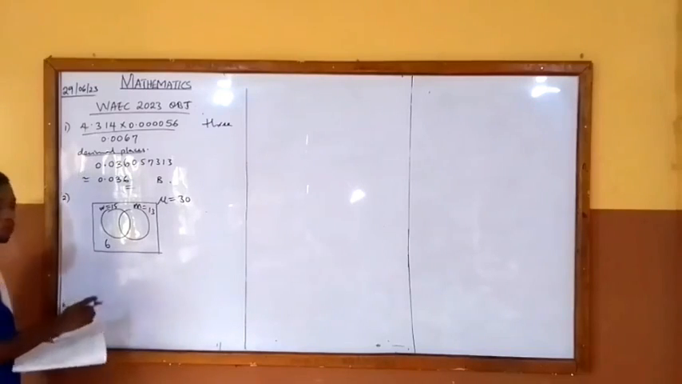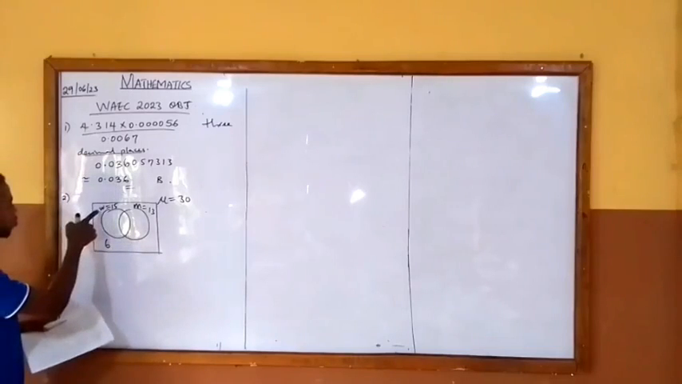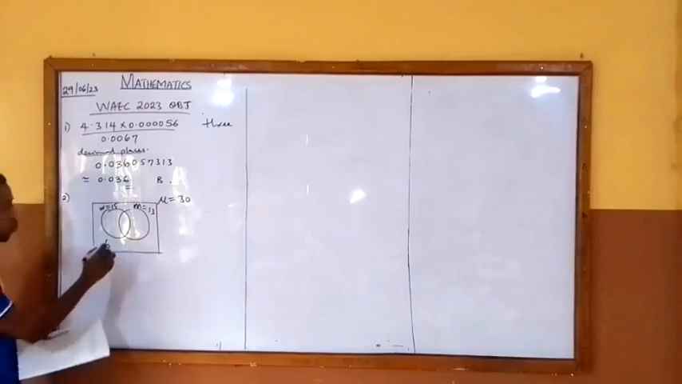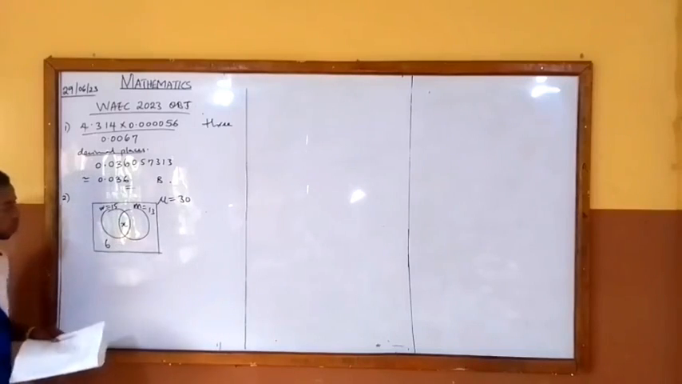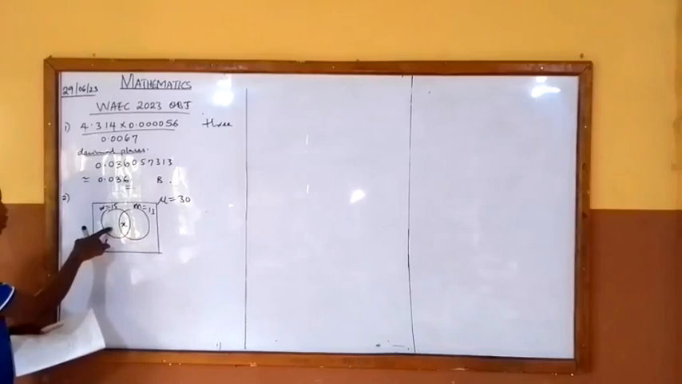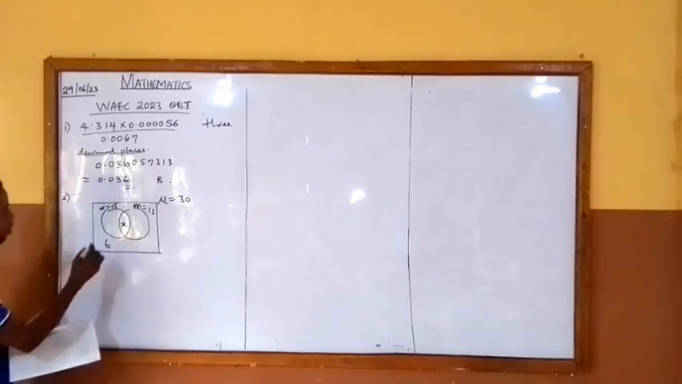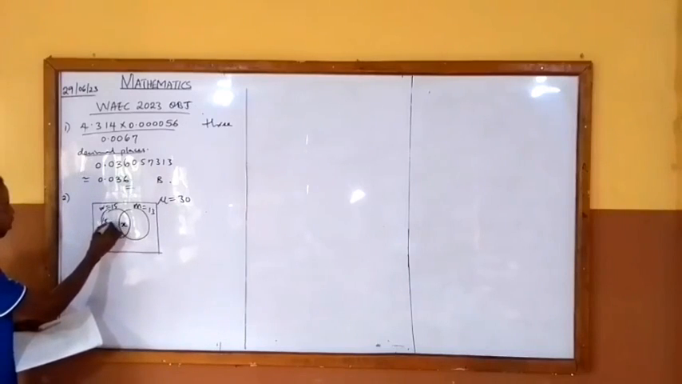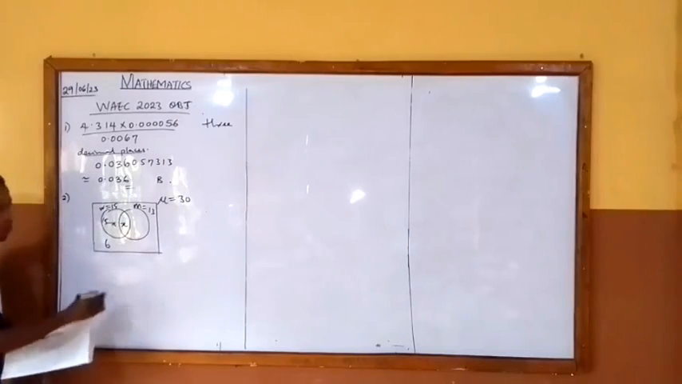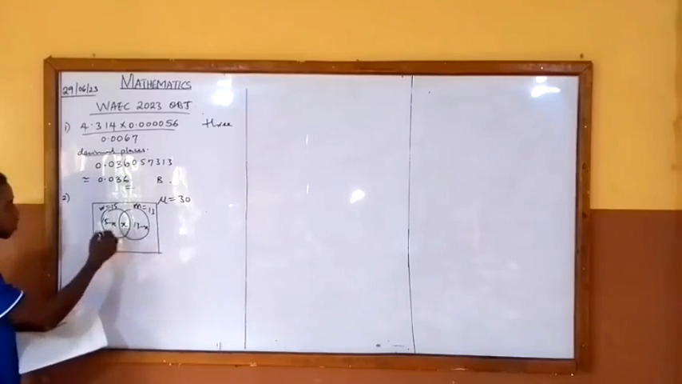Before you can calculate that, you need to balance this circle. There are some people that study both woodwork and metalwork, so let those be X. Then woodwork only will be 15 minus X, because this area is for woodwork only and everything here is woodwork. In the same way, metalwork only will be 13 minus X. So let's find the value of X.